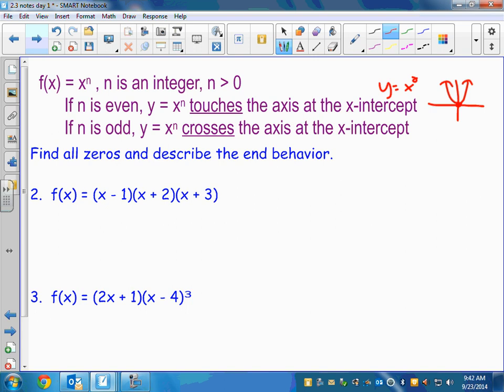As opposed to if it's an odd 0. If you have an odd 0, then at the x-axis, it's going to actually cross it. And think about x cubed. We just graphed x cubed. It has a 0 also at 0, but this side goes up and this side goes down. And that's true for all even and odd zeros. So if you have an even one, it's just going to touch. If you have an odd one, it's just going to cross at whatever that 0 happens to be.